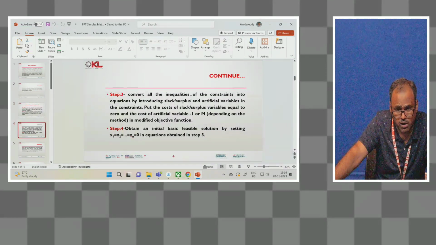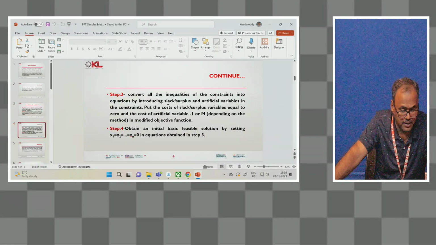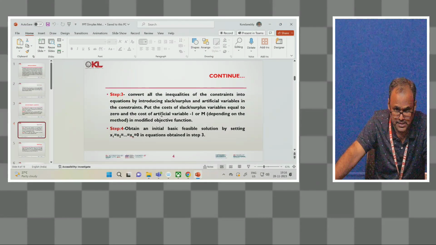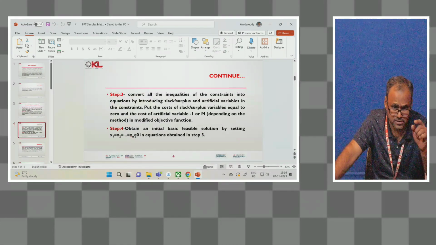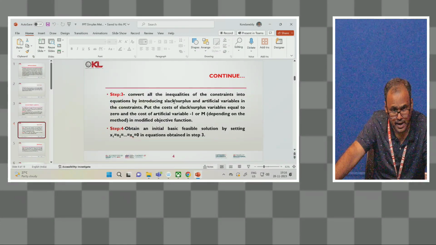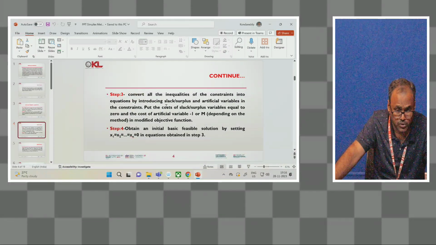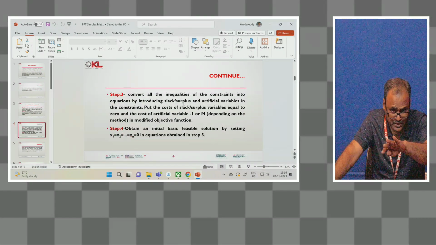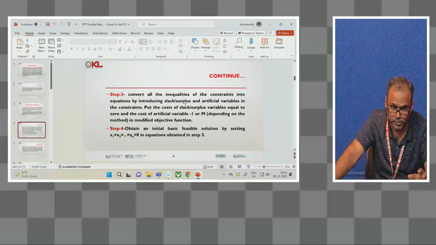Step 3, convert all inequalities of the constraints into equations by introducing slack or surplus variables. What is meant by slack? The RHS and LHS are not balancing each other. The LHS is less than or equal to the RHS, that is there is a lag between the resources and the maximum availability that should be compensated by adding something. If the converse is there, the resources are beyond the availability, then we have to delete the surplus information. So surplus is nothing but deletion of information. Slack is nothing but adding the essential quantities to meet your expectations.